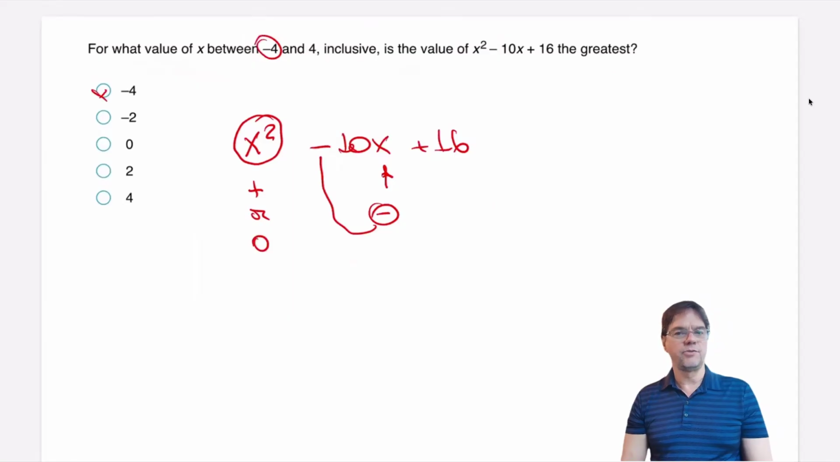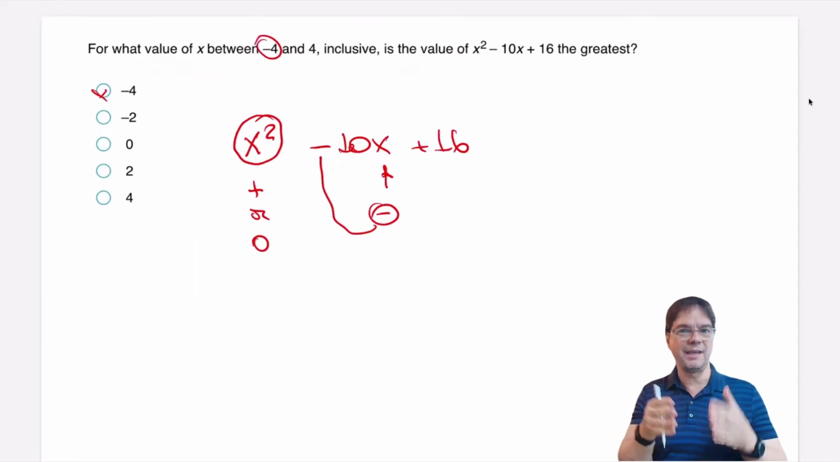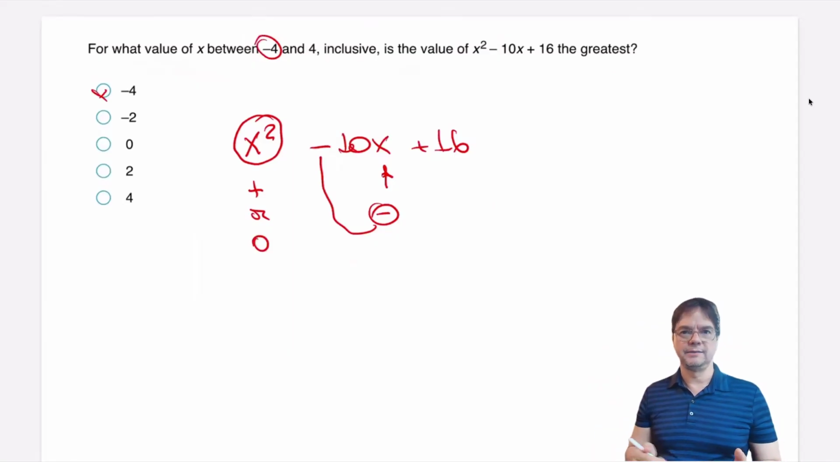Okay, don't check. Okay, check. But develop the thinking in a way that in the test you don't check. Okay, you use the signs.